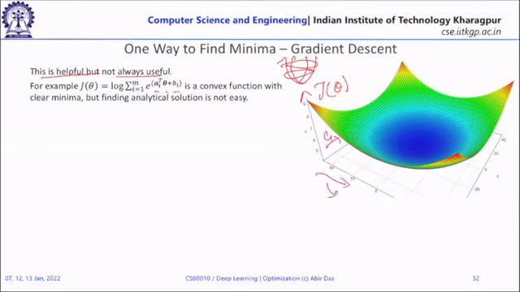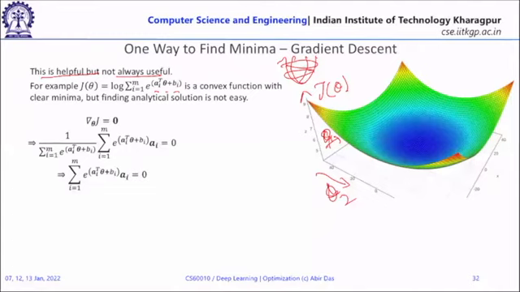I frankly don't remember which was A and which was B. Sorry, theta 1 and theta 2. So theta 1 and theta 2 are the components of theta. So we see that there is a clear minima. But if you try to get an analytical solution of it, that is, take the gradient of J theta and equate it to 0, well, it's not trivial.